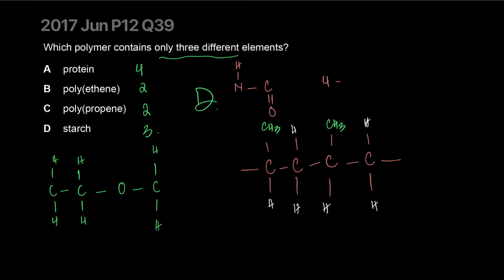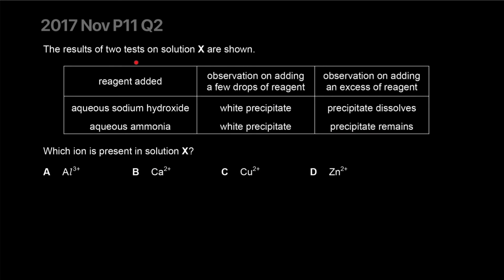The correct answer is D. The results of 2 tests of solution X are shown. You're talking about sodium hydroxide and aqueous ammonia, and the reactions if you have just a few drops, dilute, or excess. Which ions are present in solution X? This is a purely salt analysis question, and this table is literally in every chemistry book. I know we haven't spent too much time on it, but let's see if we can solve it.